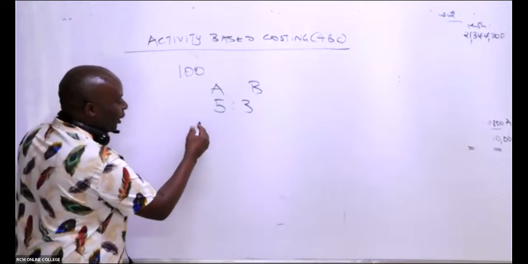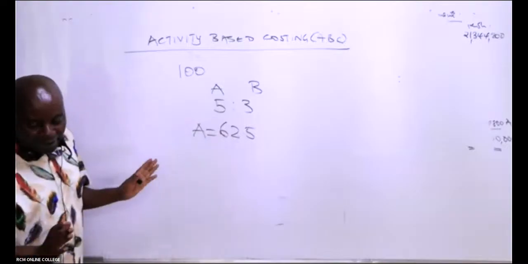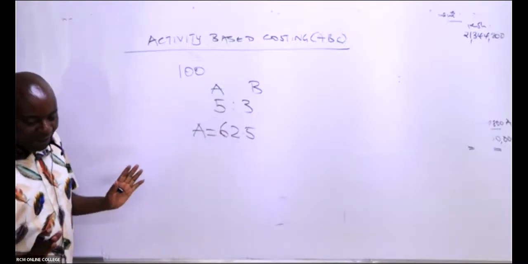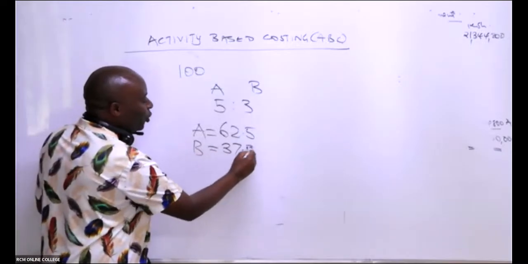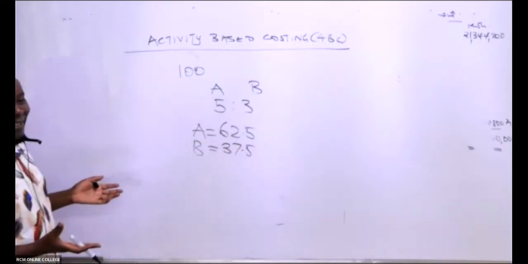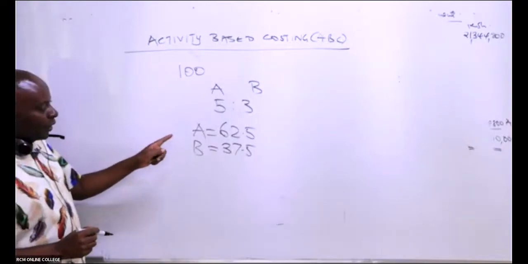A will get, I'm being told by a student here, 62.5. And then B will get what here, somebody? What did you do to get these correct answers? There are many methods you could use to get these correct answers.